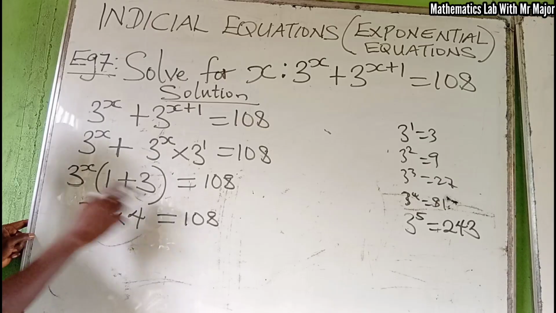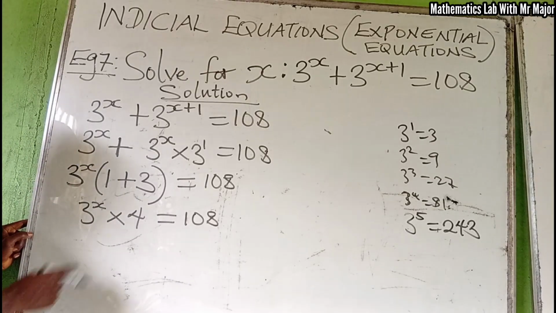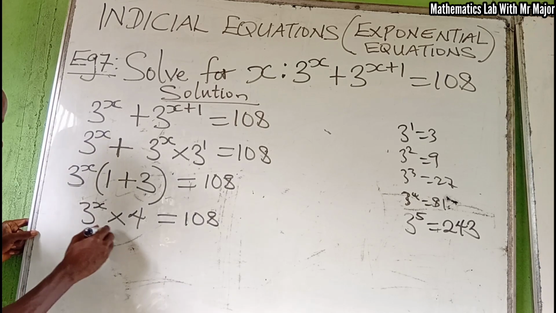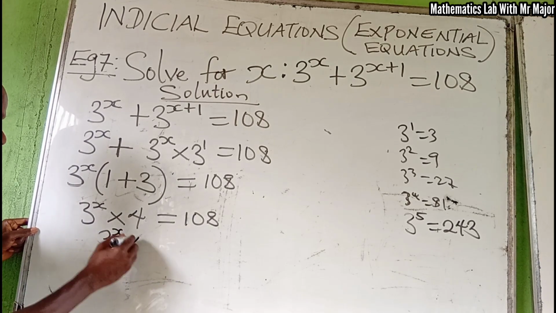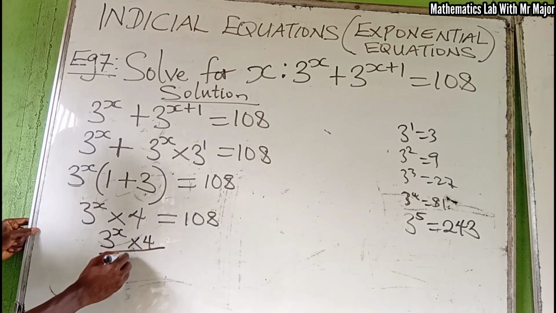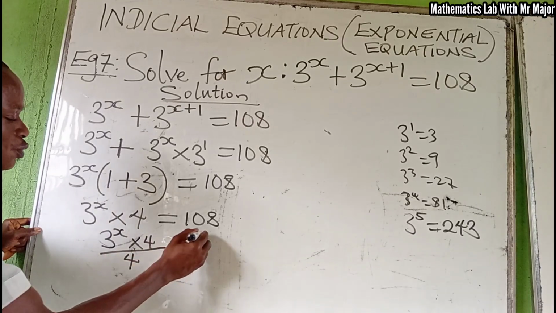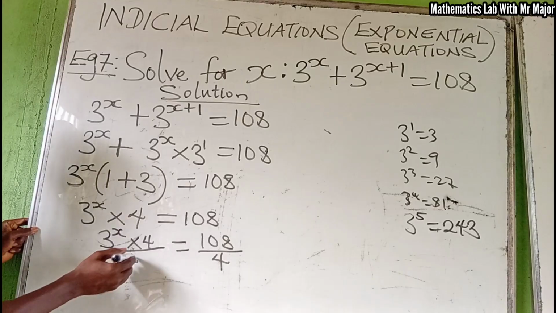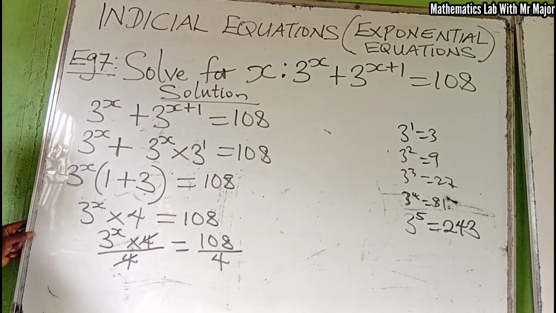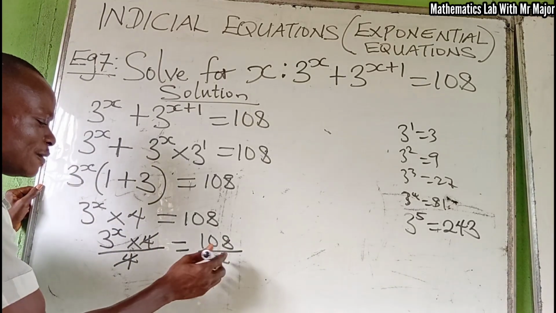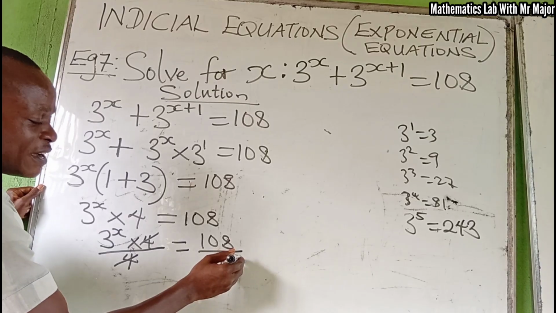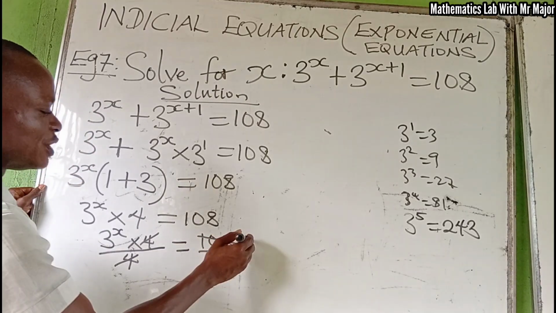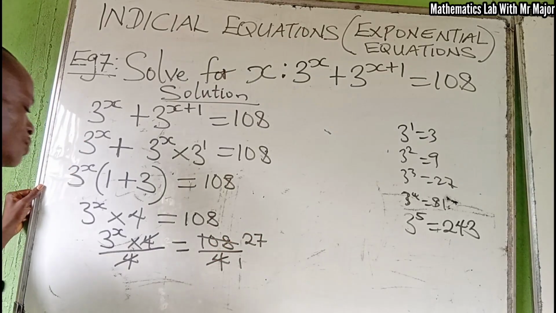Because 4 is the coefficient of 3 raised to the power x. It is multiplying 3 raised to the power x, so we can use it to divide both sides. So that will be 3 raised to the power x times 4 divided by 4 equal to 108 divided by 4. Here, 4 cancels 4. Then over here, 4 divided by 4 is 1. 108 divided by 4 will give us 27.